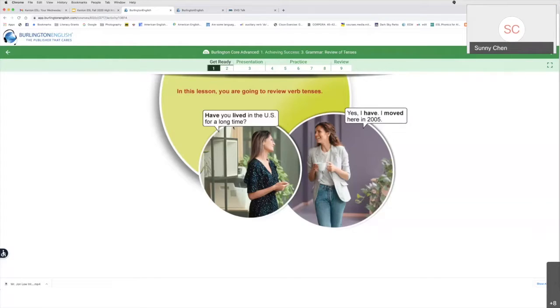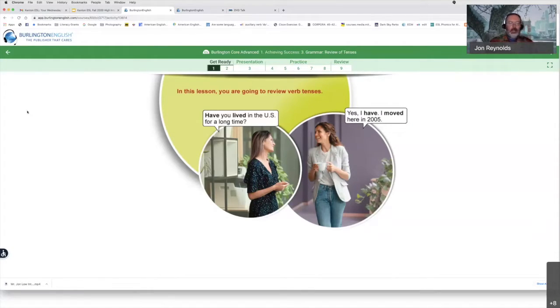In looking at these two examples, we see a mixing of tenses for different things. Notice the first person is using have you, right? So let's highlight that. For example, have you lived? And the person's response says, yes, I have. So what do we call this particular grammatical form or tense? Anybody remember?